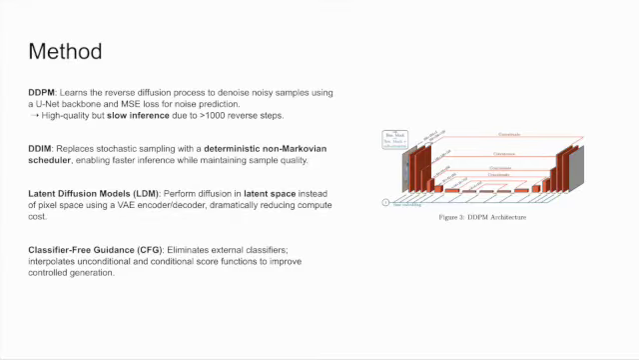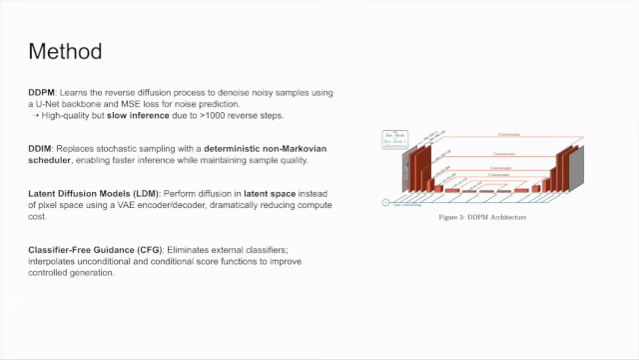We begin with DDPM, which learns the reverse diffusion process. The model takes noisy samples and uses a U-Net to predict the noise that was added at each time step. This gives us very high quality outputs, but the drawback is that the inference is slow. To address this, we incorporate DDIM. This allows us to generate images in fewer steps, giving much faster inference while keeping the samples quite comparable.